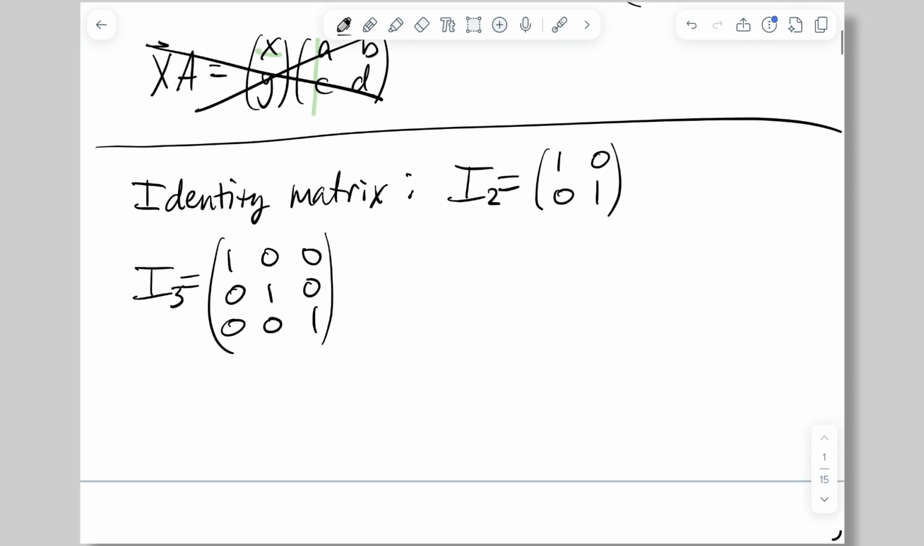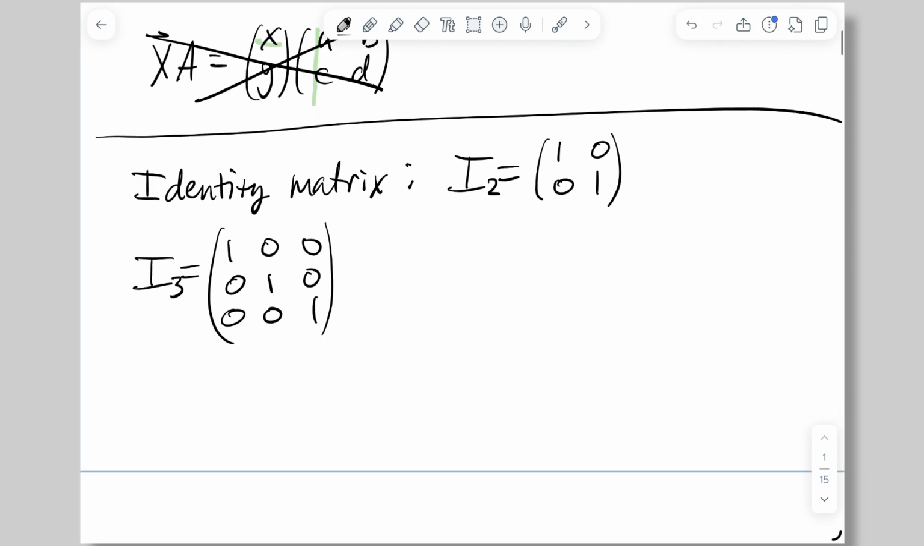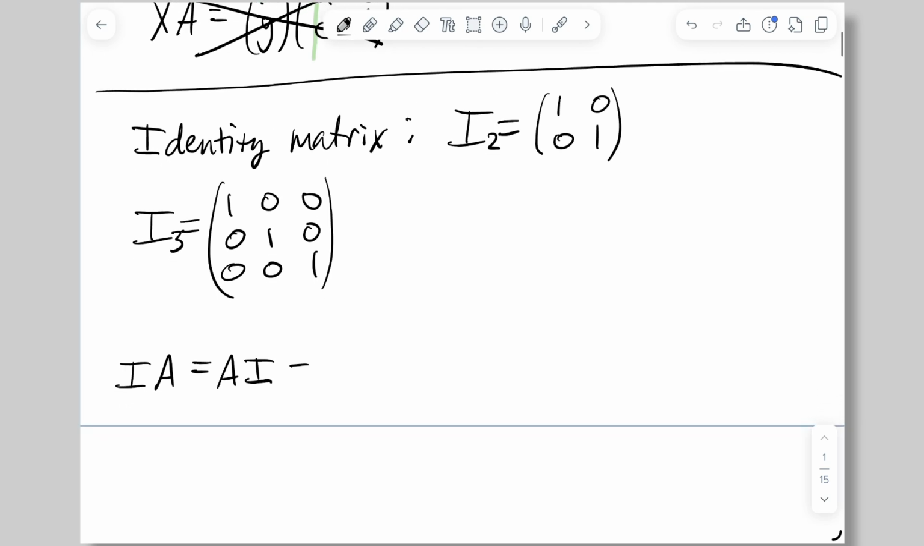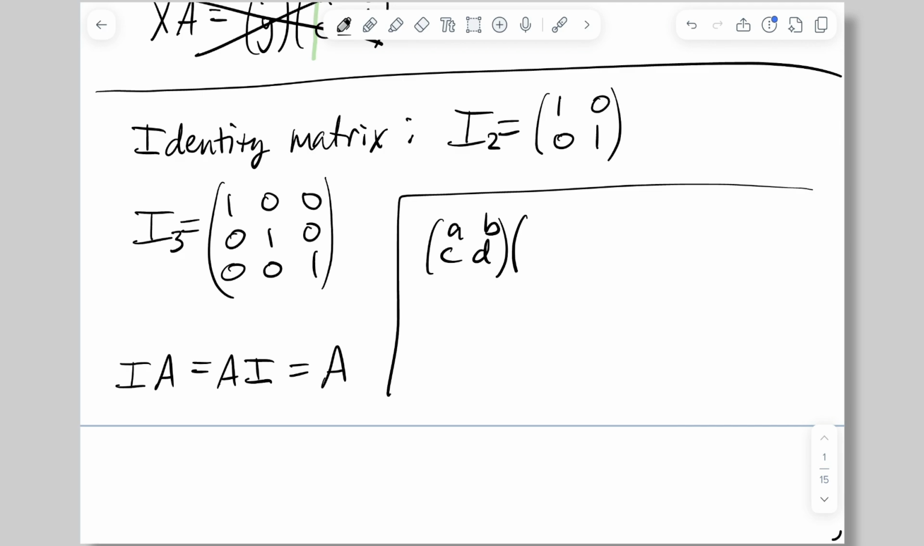This matrix is special for a couple of reasons, one of which is that if I multiply the identity matrix by some matrix A, if A is the right size and is a square matrix, then it actually doesn't matter the order in which I write the product, A times I or I times A. They're both going to give me the original matrix that I started with, A, and that's why this is called the identity matrix. For example, we can consider a, b, c, d times 1, 0, 0, 1.